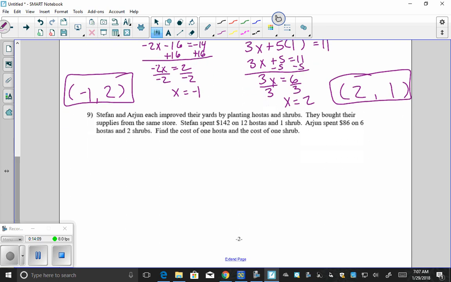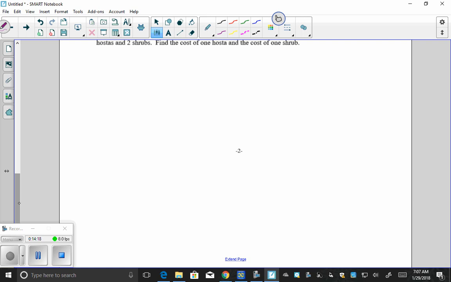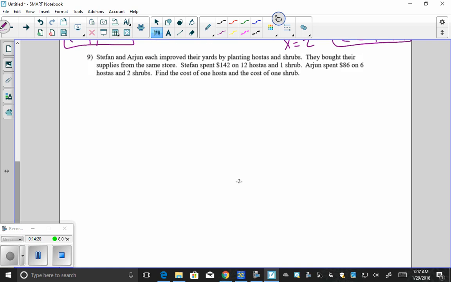Number 9. Stefan and Arjun each improved their yard by planting hostas and shrubs. So this is an equation application problem. Here again, I still have to define what my variables are going to be. So we're talking about hostas, however you pronounce that, and that's an O. Hostas. I can't spell. Hostas and shrubs.